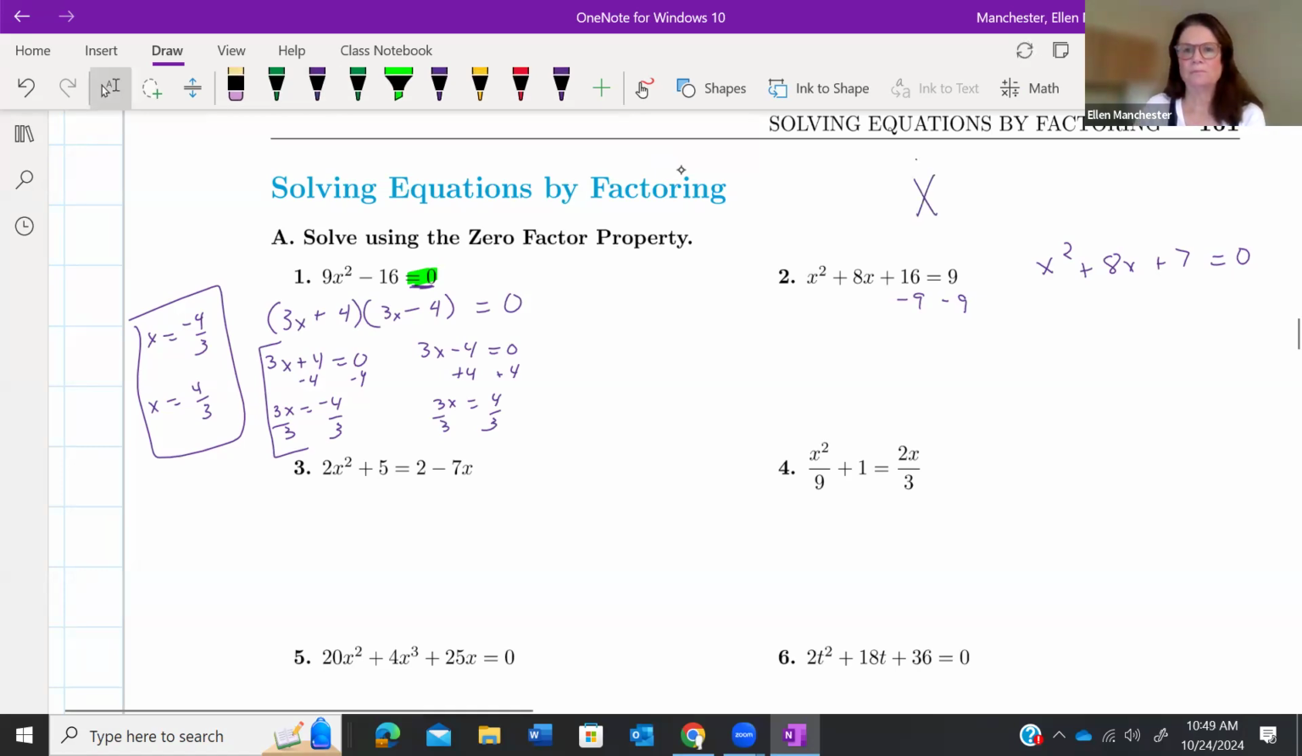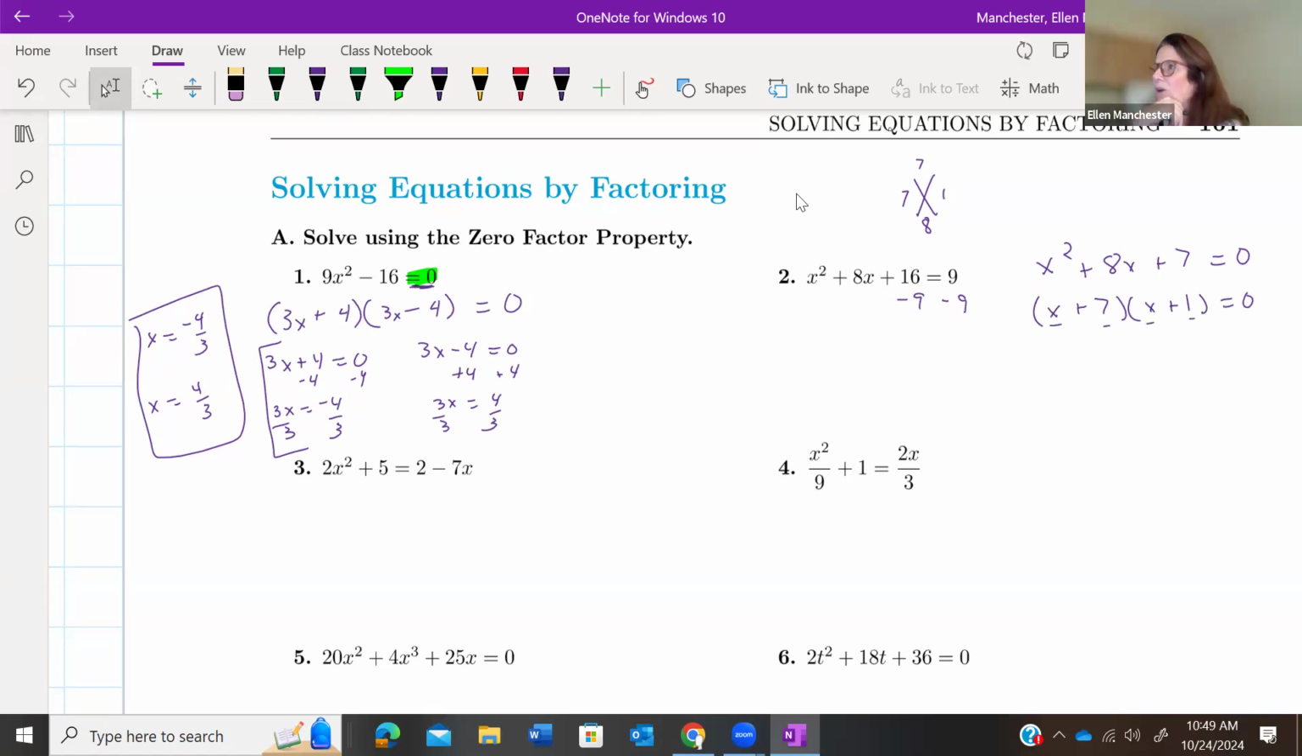So this is your A, which is 1. So what do you multiply to get 7 and add to get 8? The only factors of 7 are 7 and 1. So it's going to be x plus 7, x plus 1. And this is that idea of the outside plus the inside: 1x plus 7x is 8x. So I know I did it right.